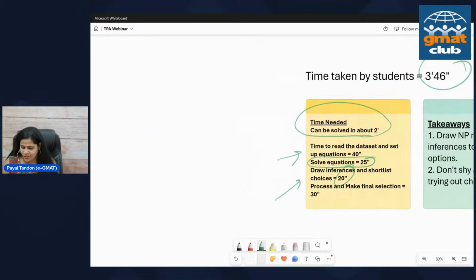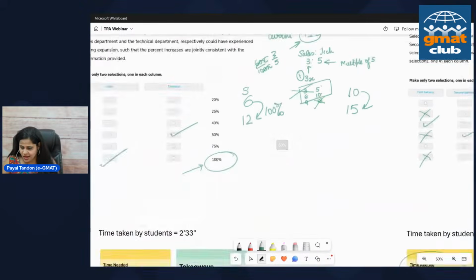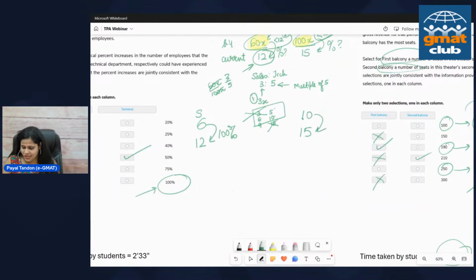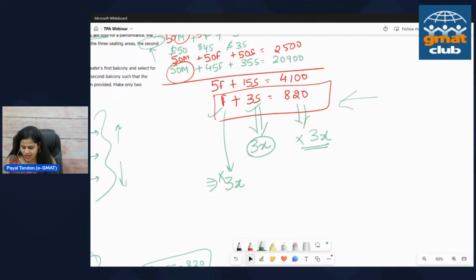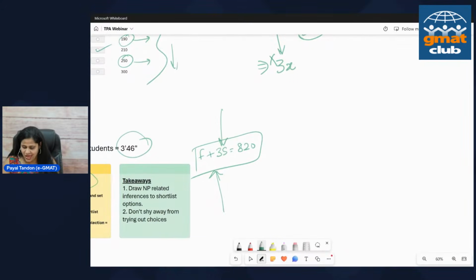The way we did the last question was we essentially shortlisted our options based on this entire thing about multiple of 3 and multiple of 5. In our mind we were drawing those inferences. The same way here we are looking at this expression and we are drawing the inference that yes, 3s is a multiple of 3, 820 is not a multiple of 3, which means f is not a multiple of 3. So utilize these inferences to do smart analysis of the answer choices. Okay, that is what you have to do. Don't go blindly into the answer choices. Does that make sense?